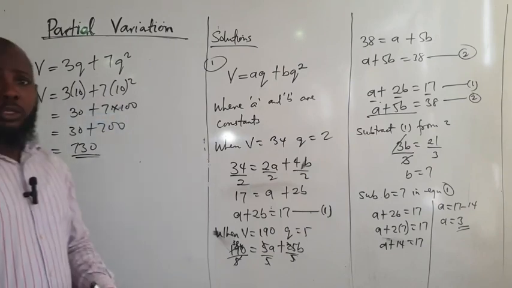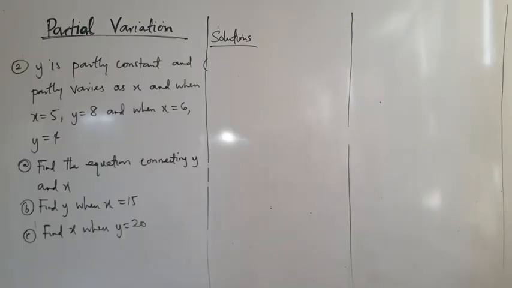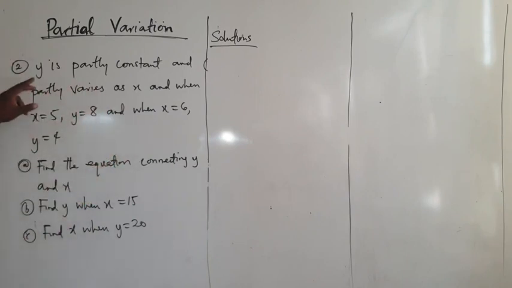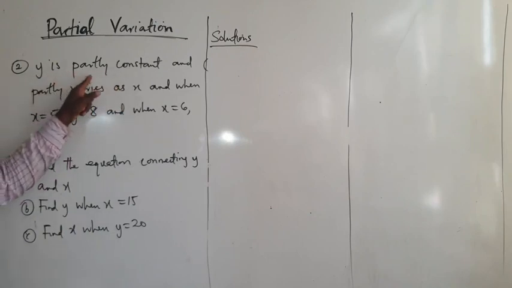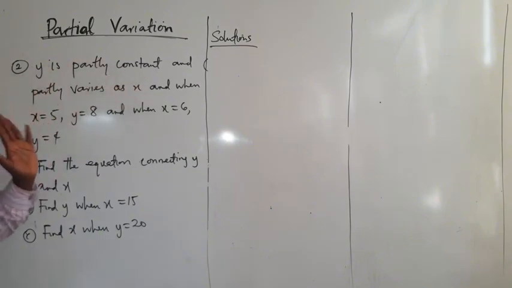That is the first example. So let's look at another example. This is another question under partial variation. So let's see how we interpret this one. This one is quite different from the first question I explained earlier on. So y is partly constant. You can see this one is not partly with any variable here. It is partly constant. That's the first thing.